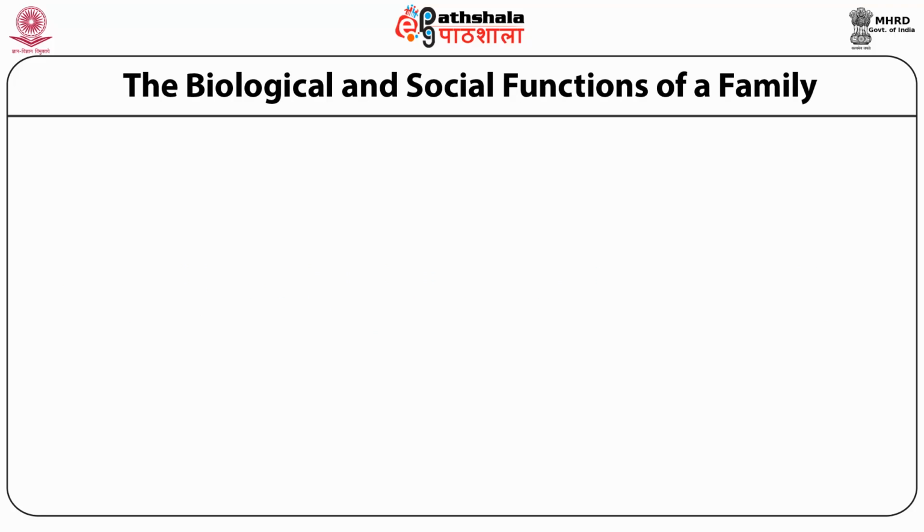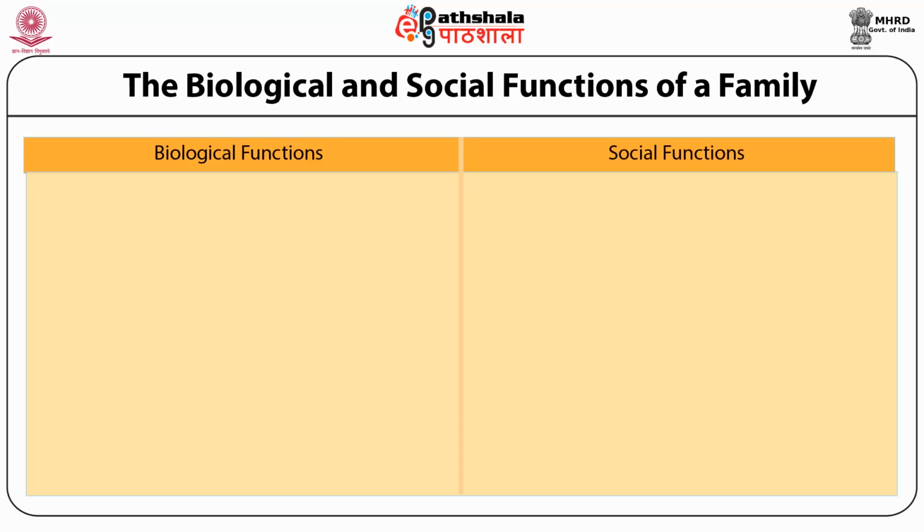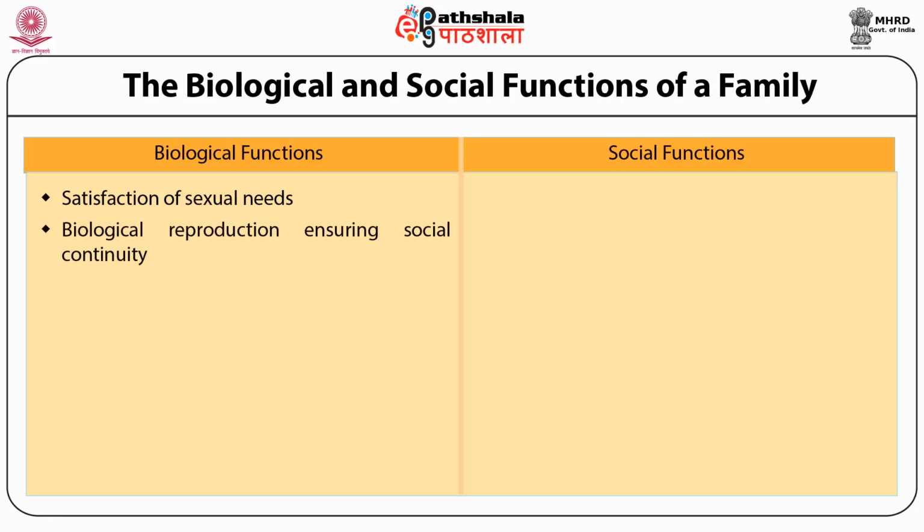Functions of family. Family performs different kinds of functions that can be distinguished under two categories, namely biological functions and social functions. Under biological functions, it provides a legitimate platform for satisfaction of the sexual needs of its members in a manner accepted by society. It also acts as a medium to ensure social continuity through biological reproduction. It tries to fulfill the basic requirements of shelter, caloric, and metabolic needs like food intake, diet, etc.